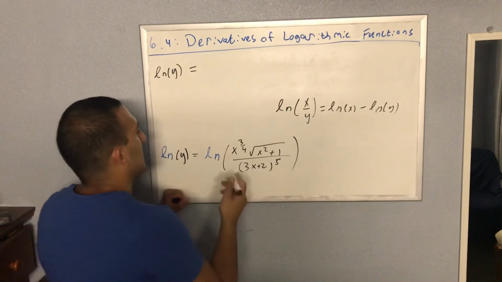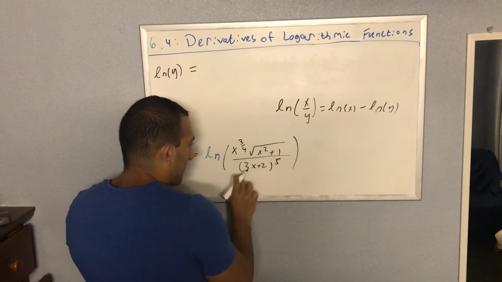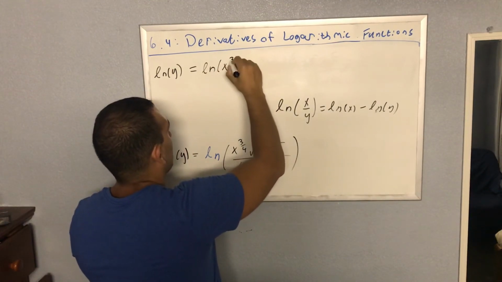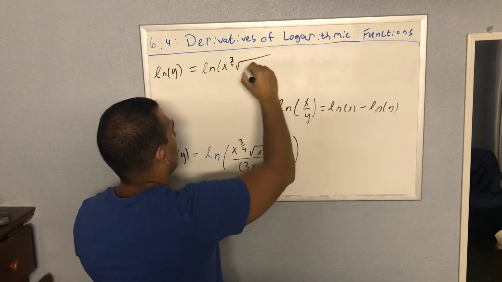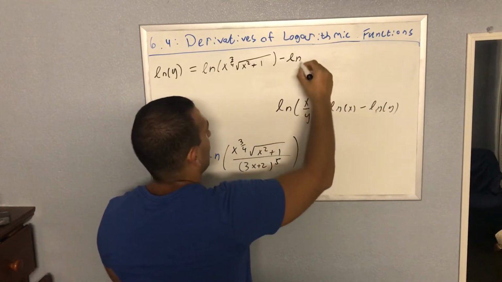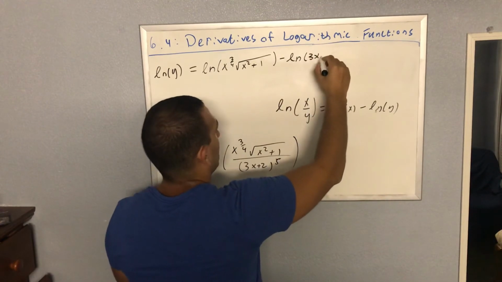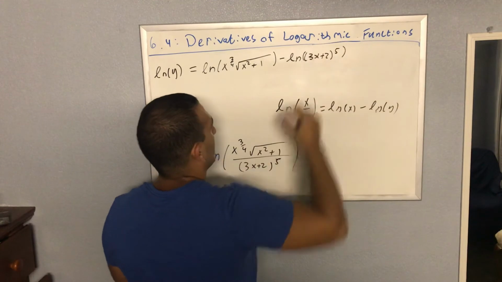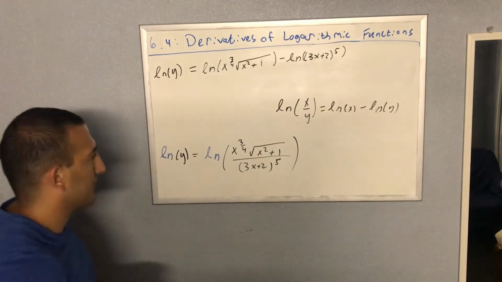So in this case, the top is x, the bottom is y. So this breaks up into the ln of x to the 3/4 root x squared plus 1, minus the ln of 3x plus 2 raised to the 5th power.